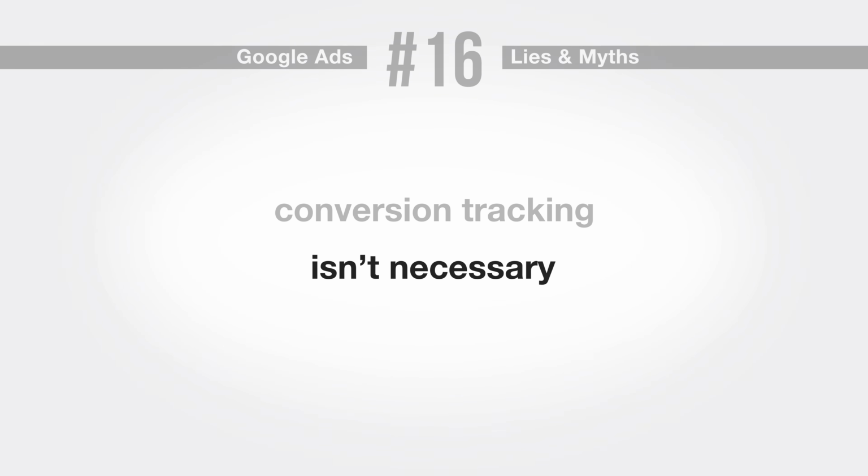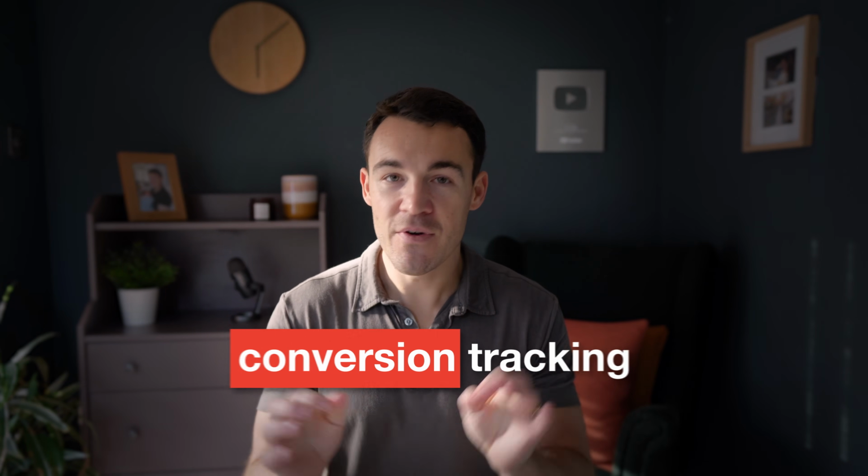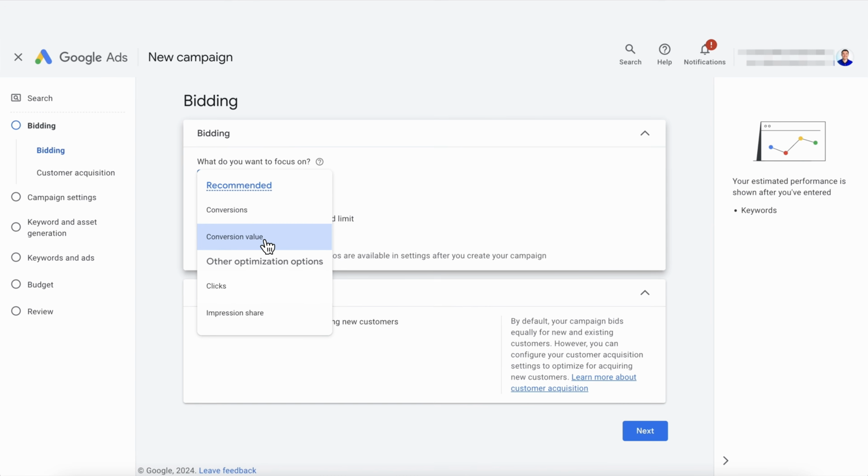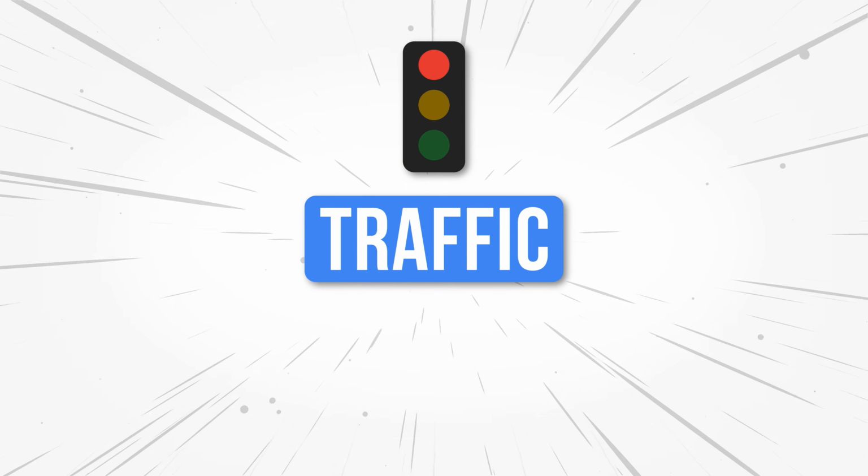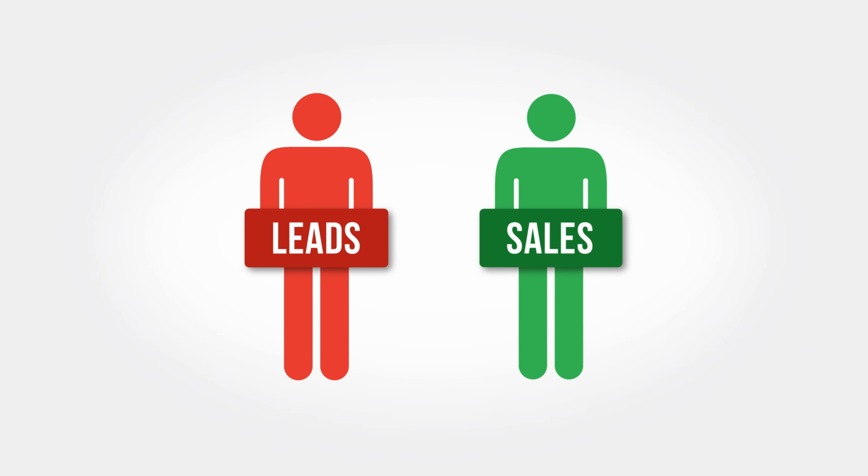Okay, number 16, conversion tracking isn't necessary. A Google Ads mentee literally said this to me recently, and I was quite surprised. Conversion tracking is absolutely critical. Conversion tracking is what allows you to use the better bidding strategies like conversion value. It takes Google Ads from a platform that can simply get you traffic to one that can get you leads and get you sales. So you absolutely need to make sure that you've got conversion tracking set up.